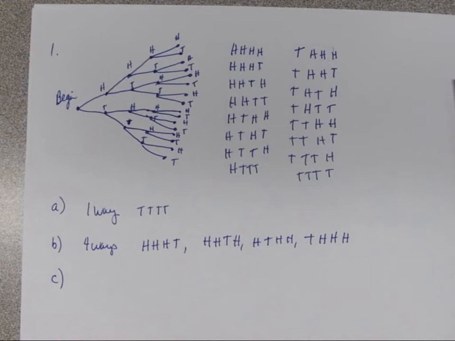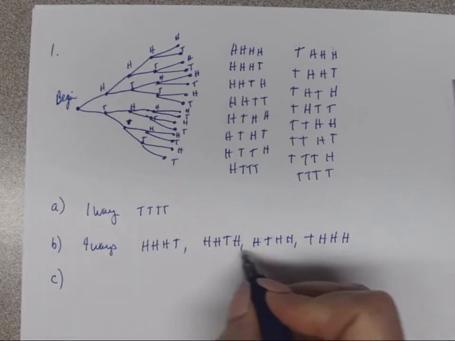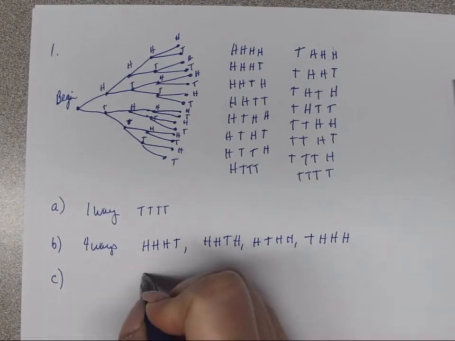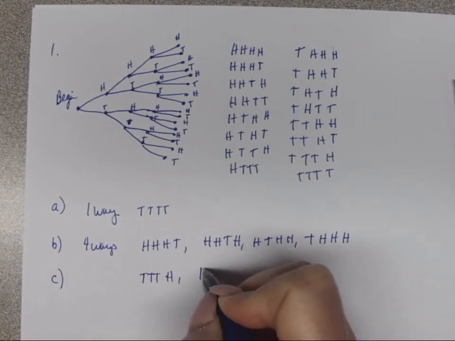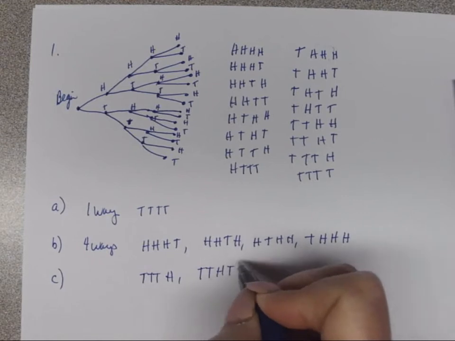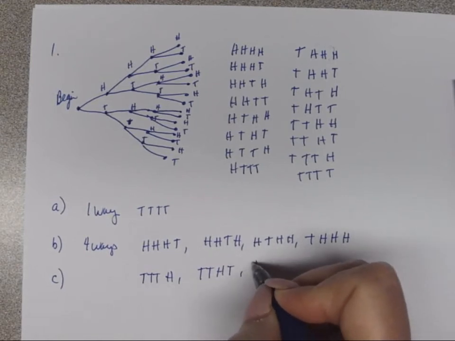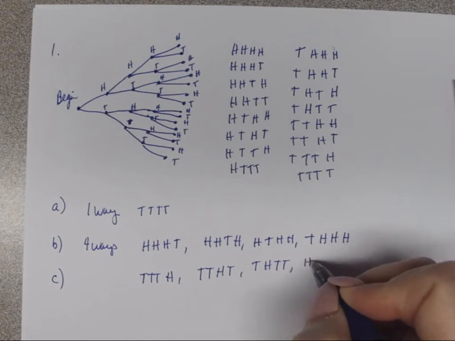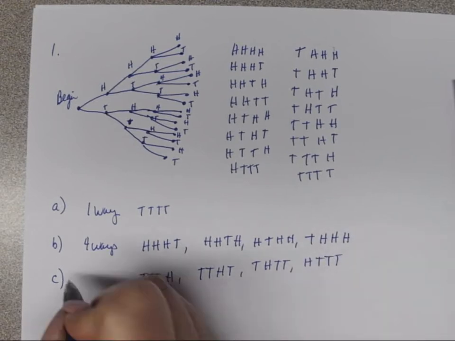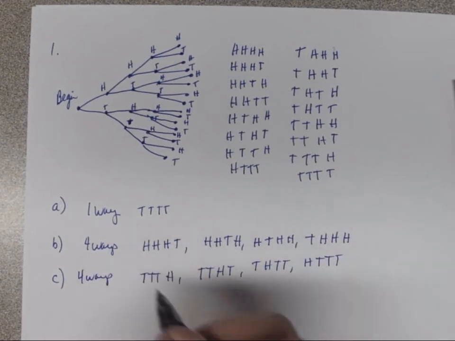Part C, we want to know how many ways can you get exactly 3 tails? Well, exactly 3 tails means you're getting 1 head. So it's going to be just like this one, except we're going to have 3 tails and a head, 2 tails, a head, and a tail, a tail, a head, and 2 tails, or we're going to get the head first and then do 3 tails. It's still going to be 4 ways.